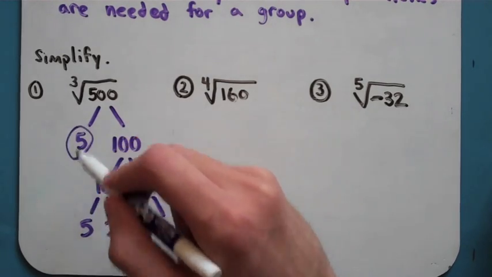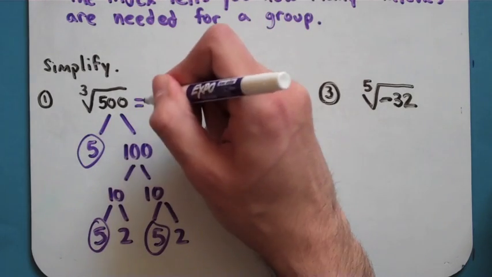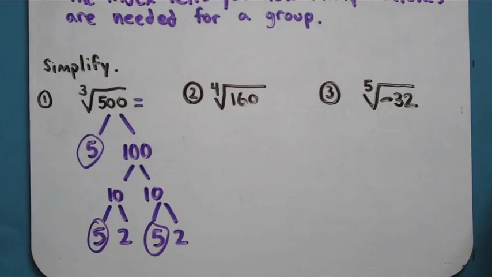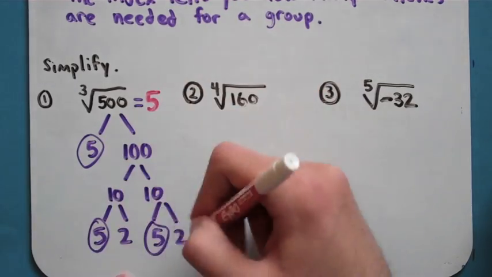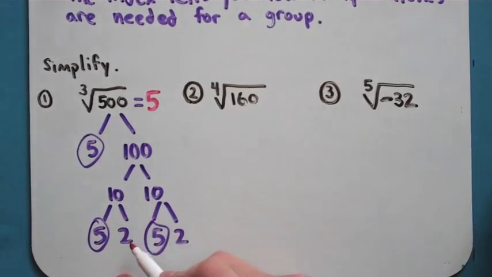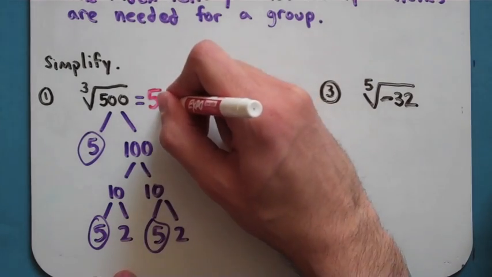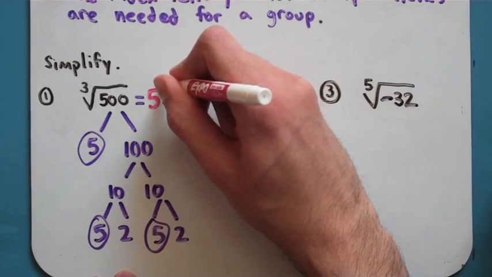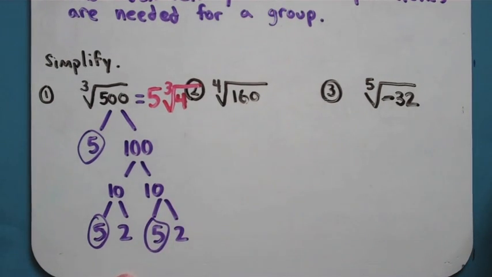So if you look, I have 1, 2, 3 5s. That means I get to put a 5 on the outside. I'll switch colors for that part. So I get a 5 on the outside because I had a group of 5s. Only one 5 for each group of 3. Then I have a 2 and a 2 left over. There's not enough 2s. You need 3 of them to make a group in this problem. So those 2s have to stay inside. 2 times 2 is going to get me 4. So what I'm looking at is 5 times the cube root of 4 for my simplified radical. It's the same process. You're just making groups of 3 instead of 2.